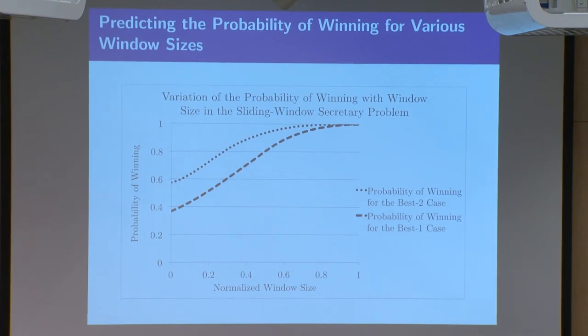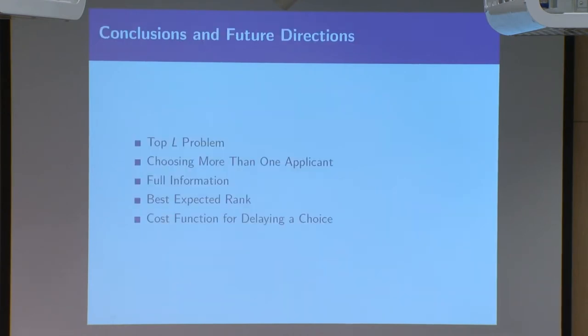And as we'd expect, the probability of winning for the best two case is larger than the probability of winning for the best one case, because the interviewer has fewer ways to win with the best one case than the interviewer does with the best two case.